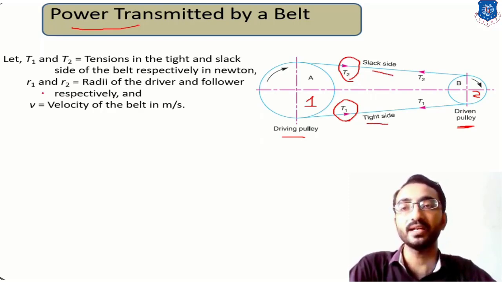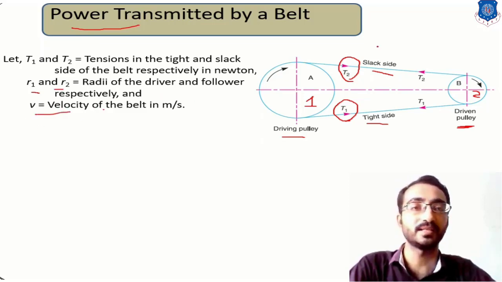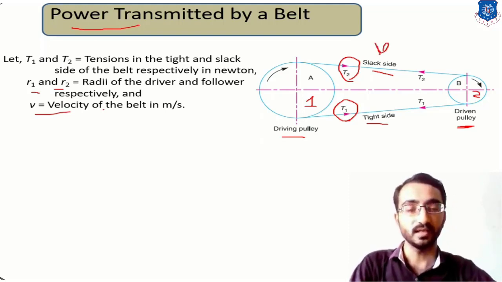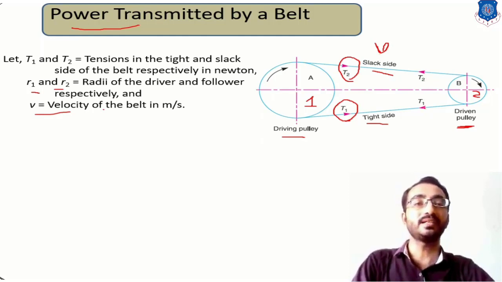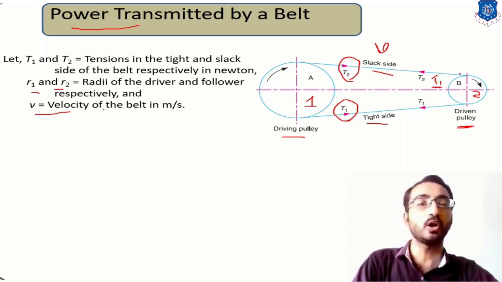If we consider R1 and R2 as the radius of the driver and driven, or follower, and let's consider V as the velocity of your belt, that is the velocity with which your belt is rotating. Now we can say that this belt tension will allow us to transmit power. If we consider T2 equal to T1, we will not achieve any difference of force, and without a difference of force, how can we calculate the amount of power?